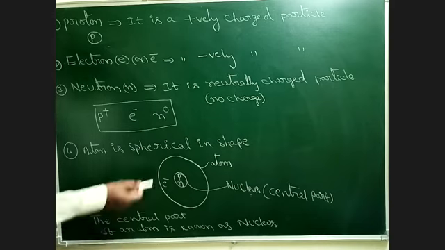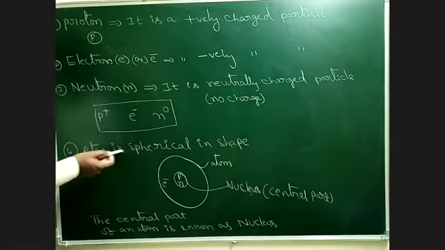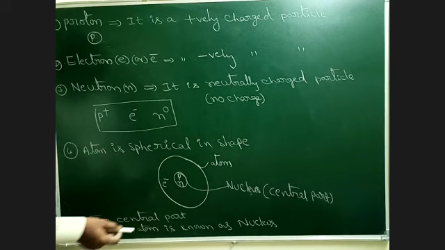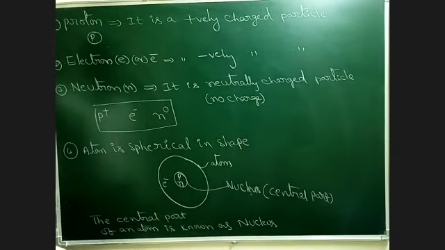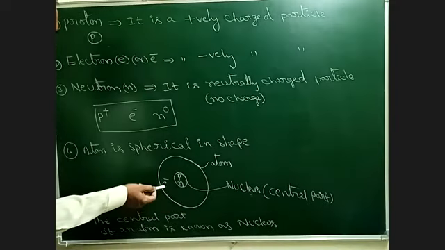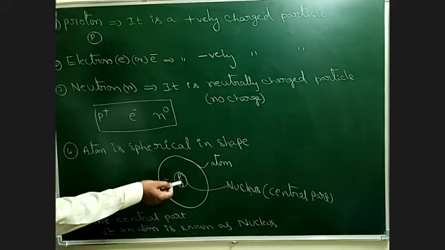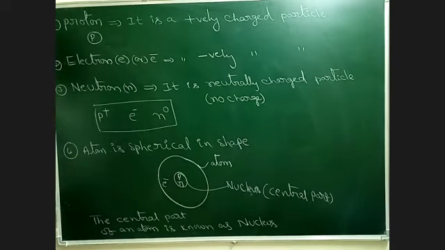I repeat. The atom is spherical in shape, and it has a central part known as the nucleus. Electrons are present outside of the nucleus, and in the nucleus protons and neutrons are present. So please copy it, otherwise you can take a screenshot of it.